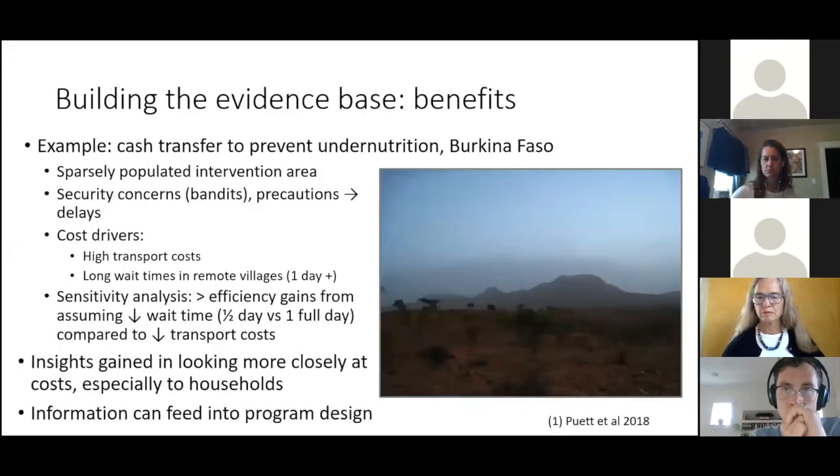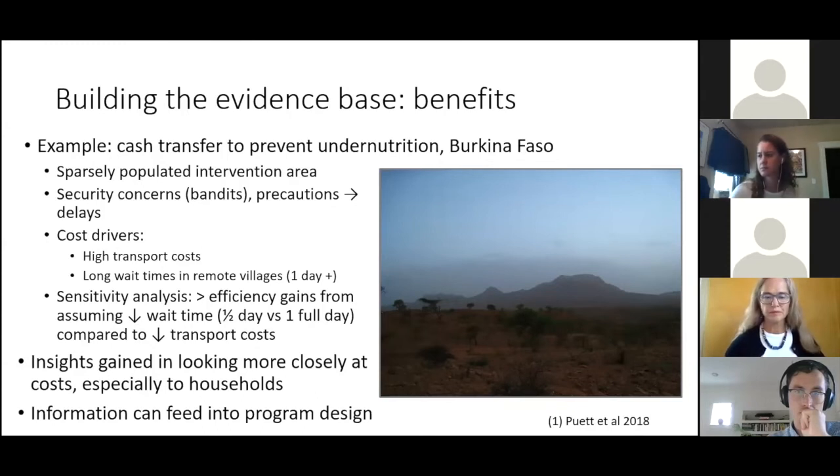An example of the benefits that can come from assessing program costs comes from an analysis of a cash transfer to prevent undernutrition in Burkina Faso. The intervention area in this setting was large and sparsely populated, and we also had some security concerns. And some of the precautions taken with distribution of cash in this setting caused delays in our distribution. We found several cost drivers in our analysis, including high transport costs.